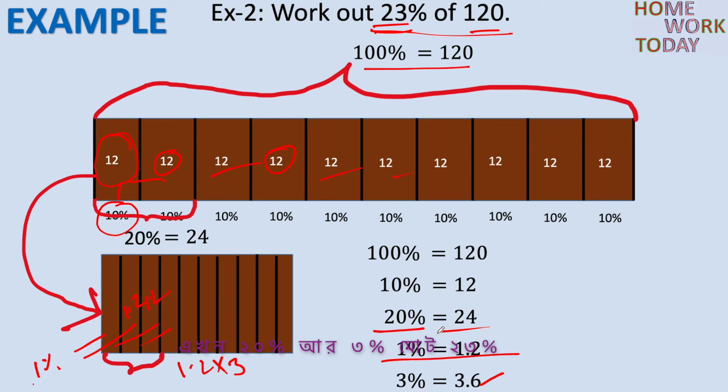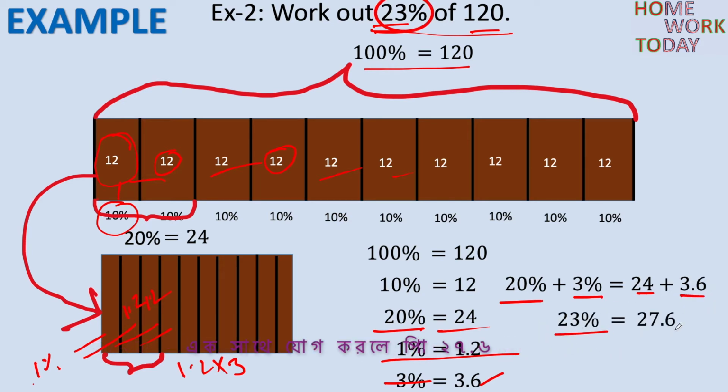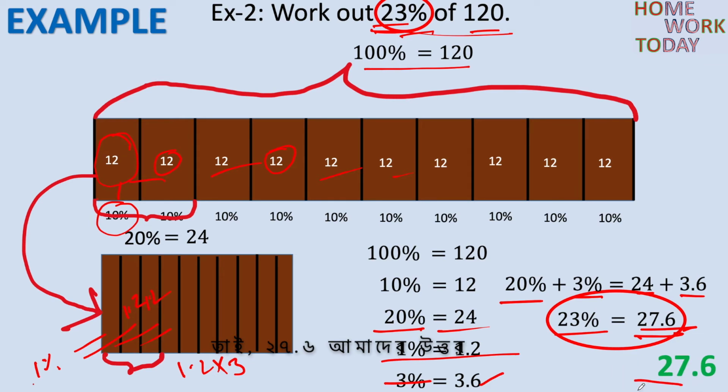Now 20% and 3% is 23%. We know 20% is 24 and 3% is 3.6. Adding them together, we get 27.6. 23% is equal to 27.6. 23% of 120 is therefore 27.6. So 27.6 is our answer.